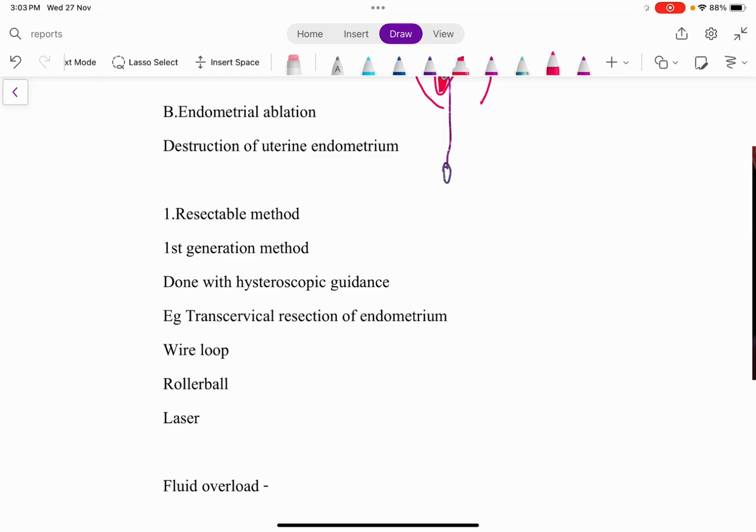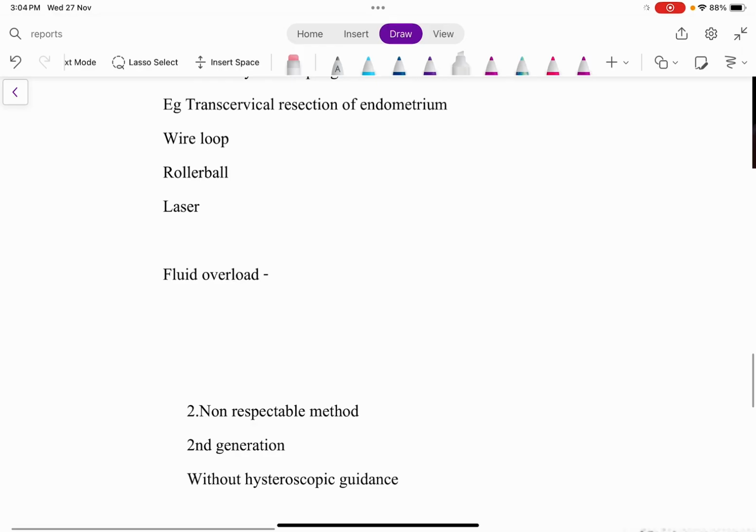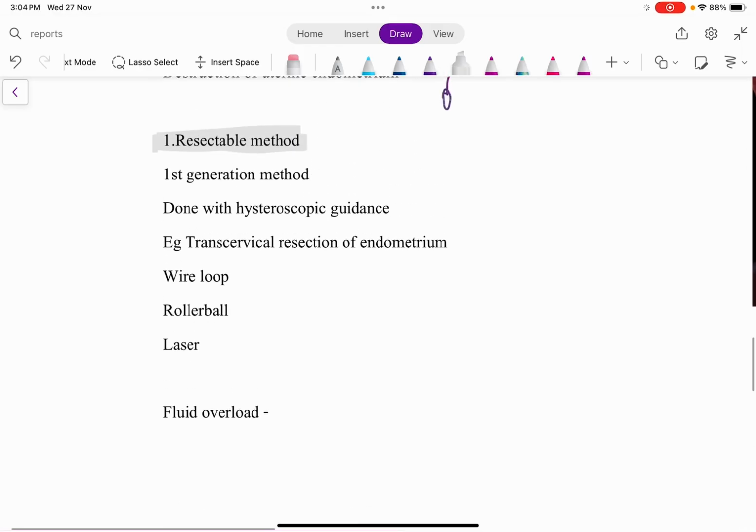The second approach is endometrial ablation. Ablation means destruction, where basically you're going to cause destruction of the uterine endometrium. And the destruction of the uterine endometrium can be done by 2 methods. The first method is the resectable method, and the second method is the non-resectable method. So first, let's deal with the resectable method.